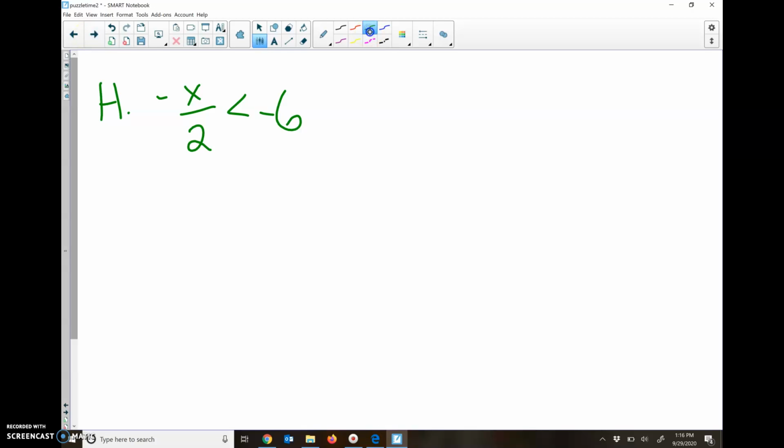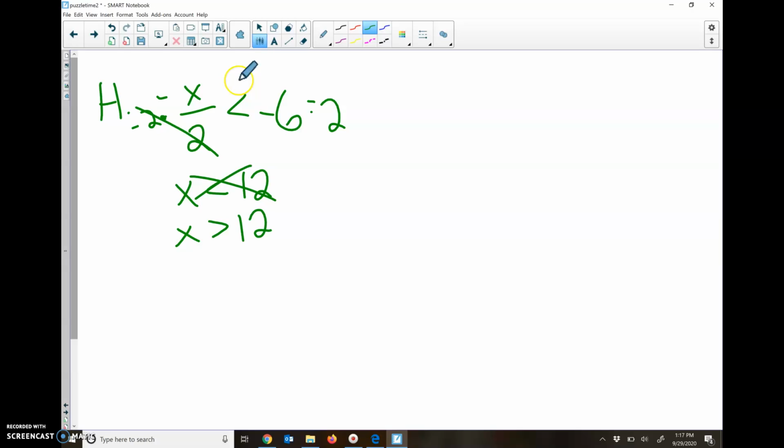Okay, another negative one. I really like them here. So -x divided by 2. So the opposite of a divide by 2 is a multiply by 2. I'm going to multiply by -2 to get rid of the negative sign. So I'm left with x is less than -6 times -2 is a +12. Again, though, we multiplied by a -2. So I'm going to flip that around. So x is greater than 12.